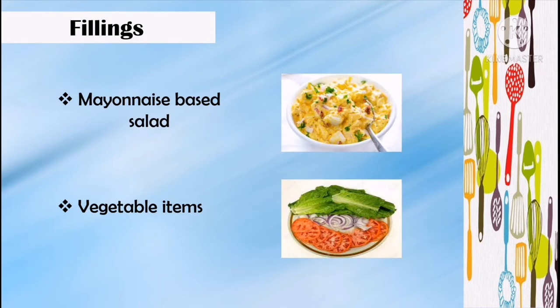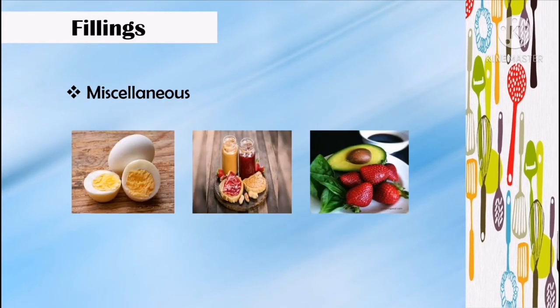Mayonnaise-based salad. The most popular salads for sandwich fillings are tuna salad, egg salad, chicken or turkey salad, and ham salad. Vegetable items like lettuce, onions, and tomatoes. And miscellaneous like hard-boiled egg, jams and jellies, and fruits.